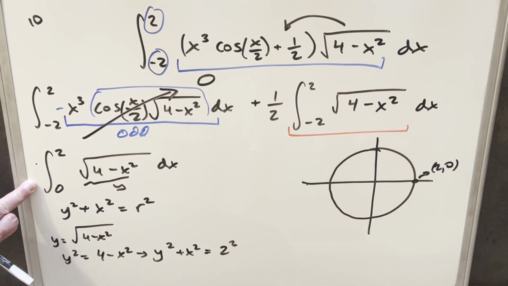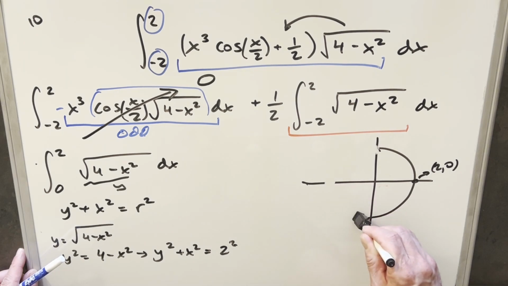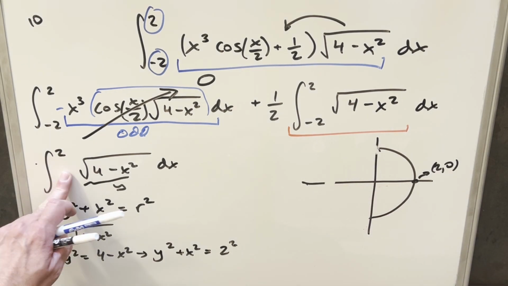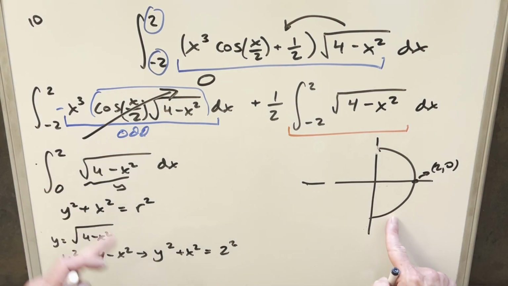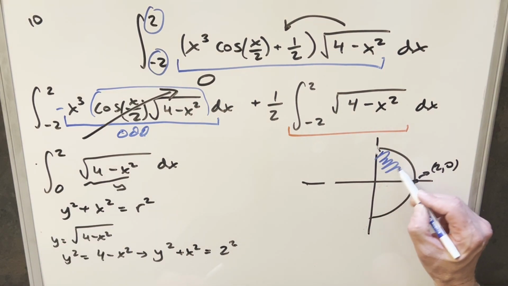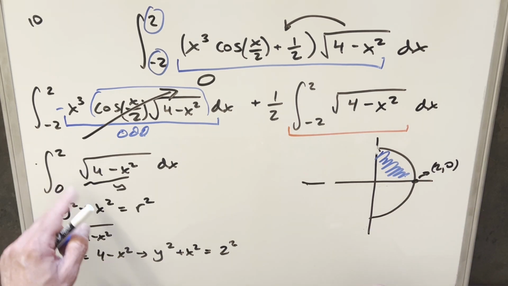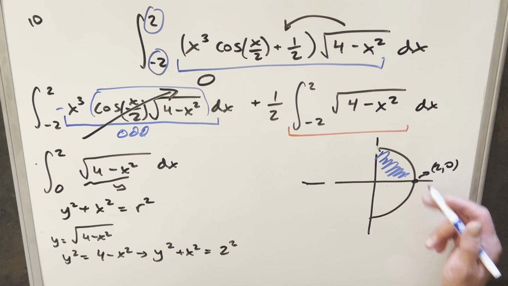Well, first of all, we're not interested in the negative part because our bounds go from 0 to 2. So we're really just looking at this right side of the circle. And then again, because the square root is always positive, we're not going to have any of this part here. So really the area we're looking for with this integral from 0 to 2 is just this first quadrant of this circle. So in order to calculate this as an area, all we really need is the area of the first quadrant.